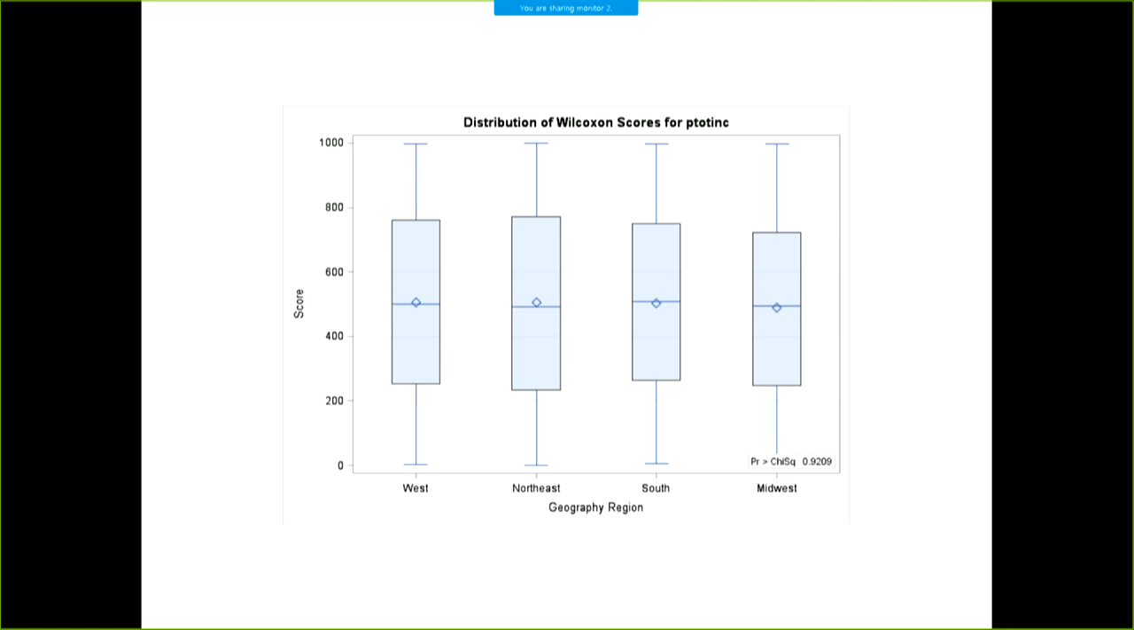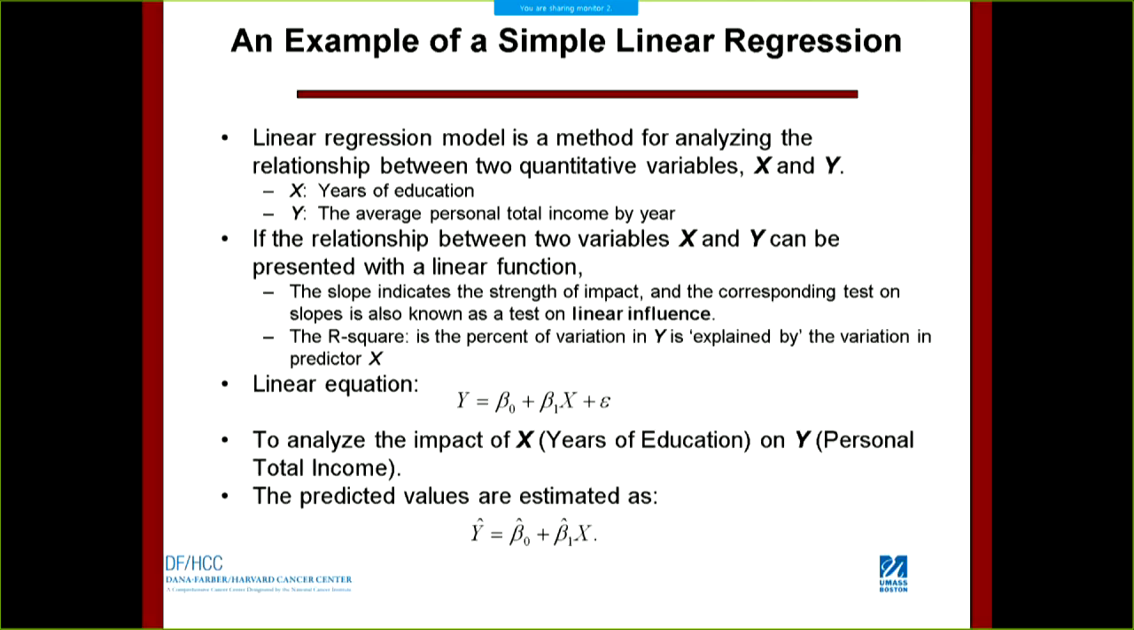Now the next model we're going to talk about is the simple linear regression. There are 2 variables, both continuous. For example, the outcome variable here is the average of the personal total income by year, and the x variable is years of education.